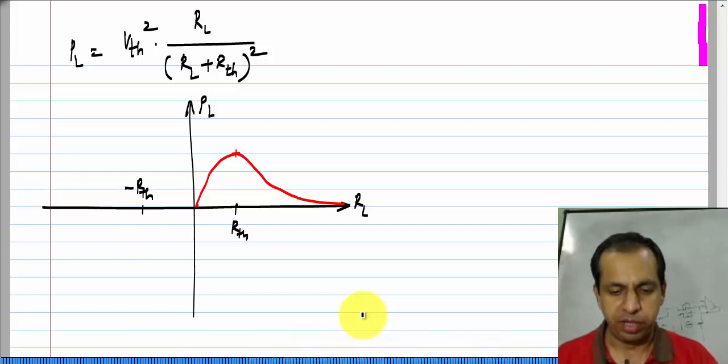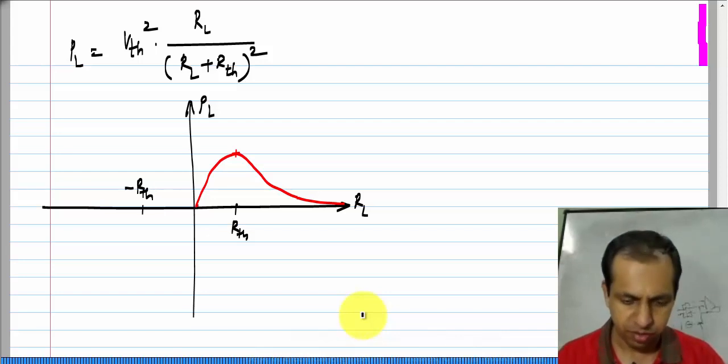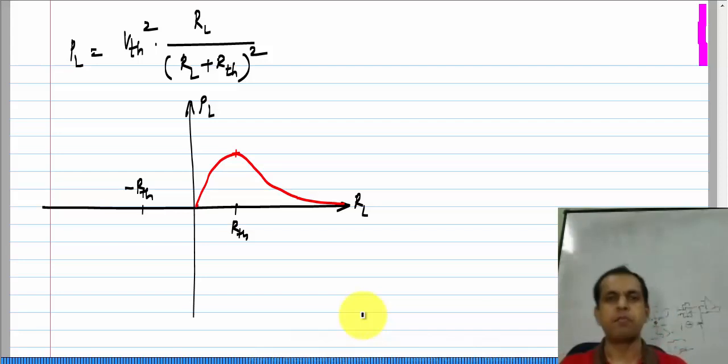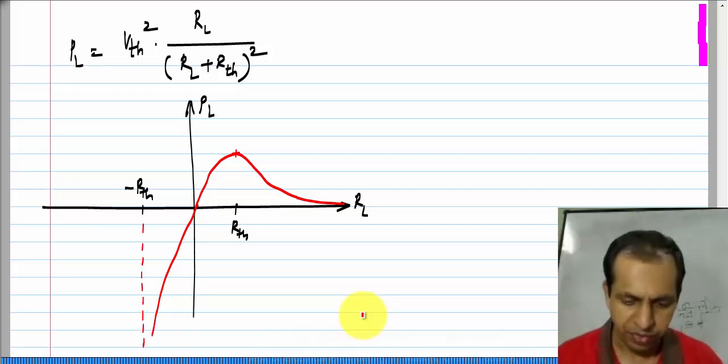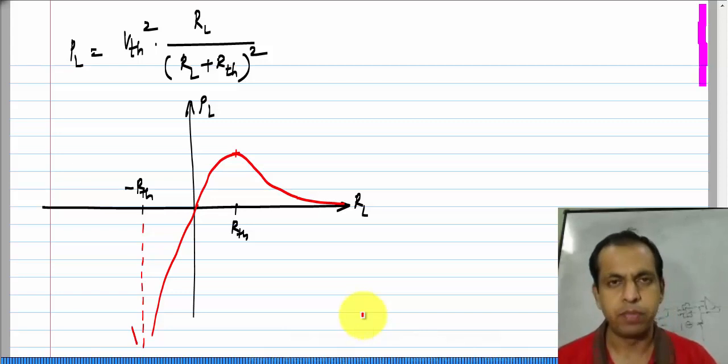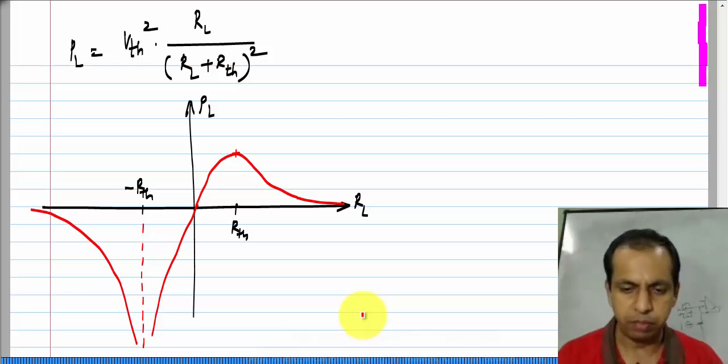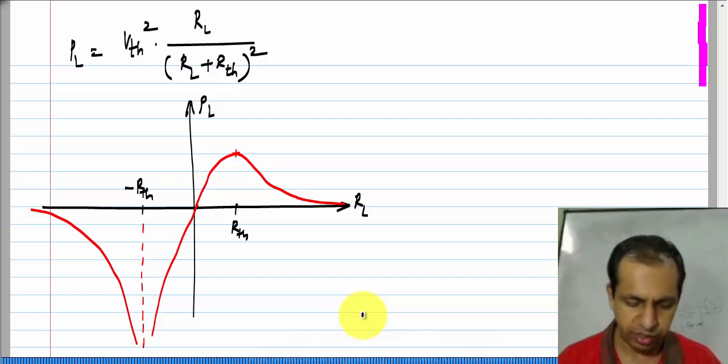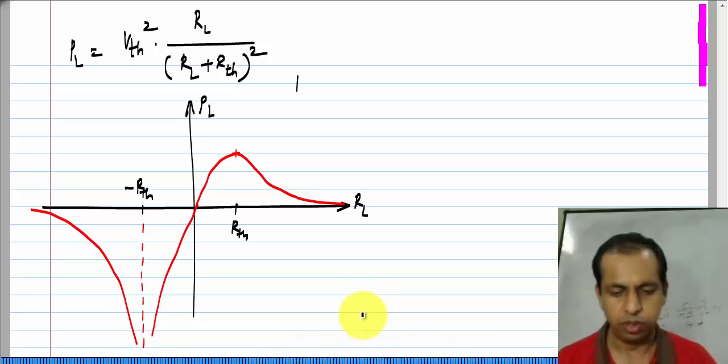Now, if you allowed RL to be negative, what happens is that when RL equals minus RTH, you have a short circuit across the voltage source. The series combination gives you 0 resistance. Okay. So, that gives you the maximum possible current, that is infinite current through RL. Okay. And in fact, RL will be delivering power instead of absorbing power, and the power actually goes to infinity when RL equals minus RTH. When it becomes more negative than minus RTH, it again comes back to 0. Okay.